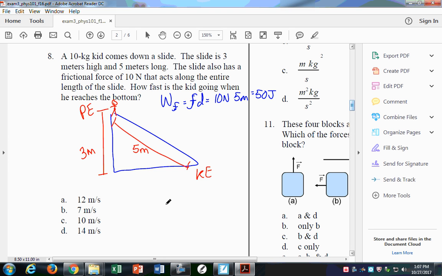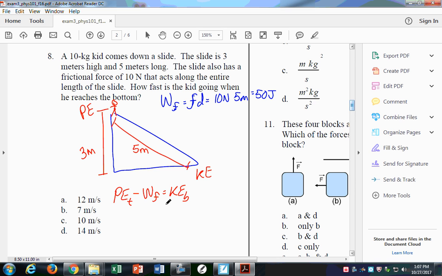Okay. Now I consider this new problem, the potential energy at the top, and then he loses the work due to friction, which is going to equal the kinetic energy at the bottom. He had this much energy at the top. He loses some of it due to friction. Work is equal to force times distance. That's 50 joules. And then that's going to equal the kinetic energy at the bottom.